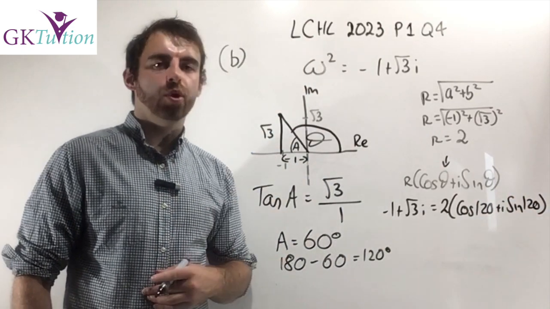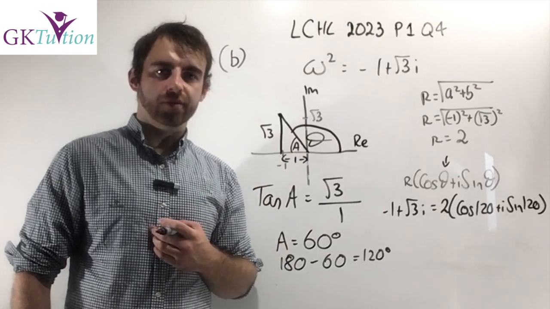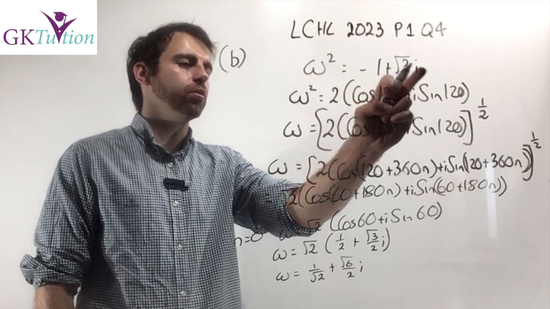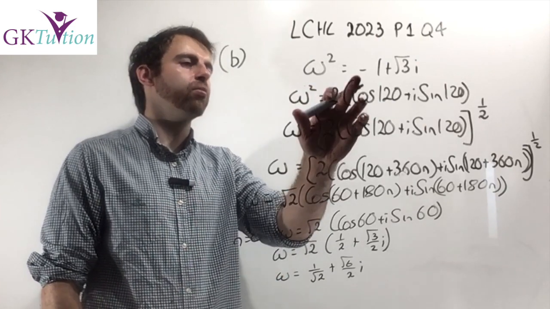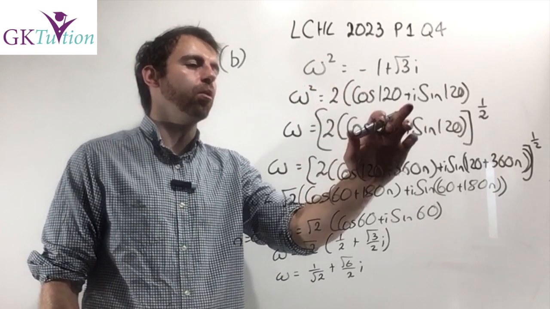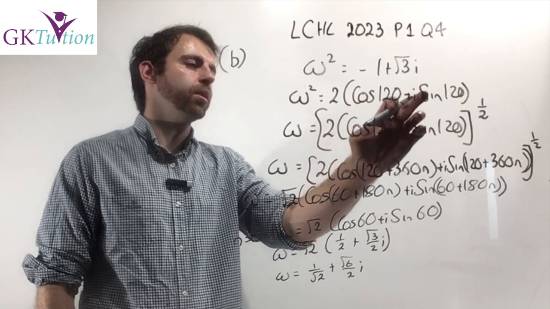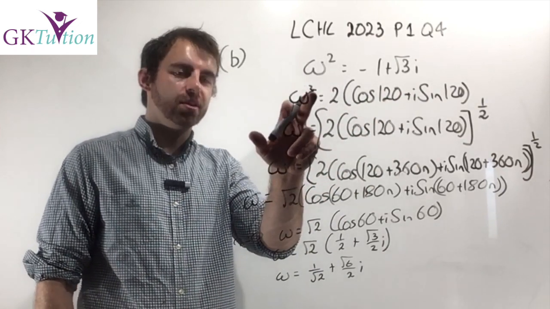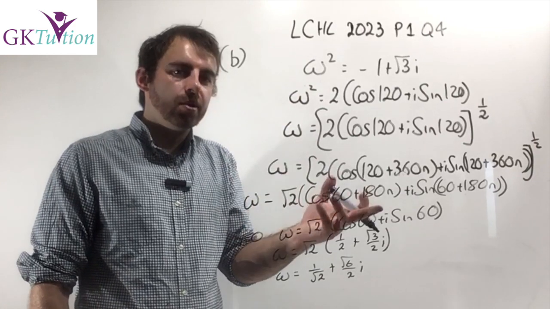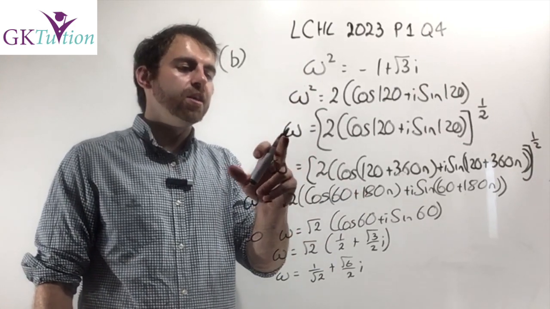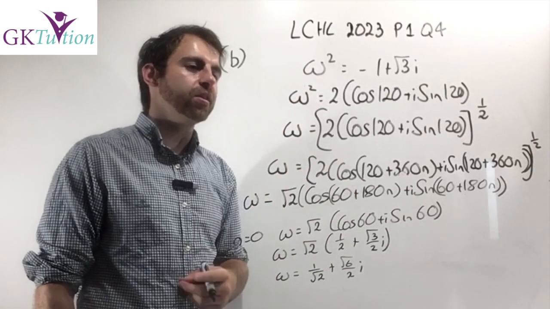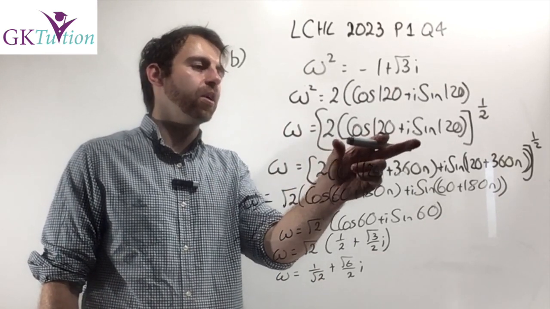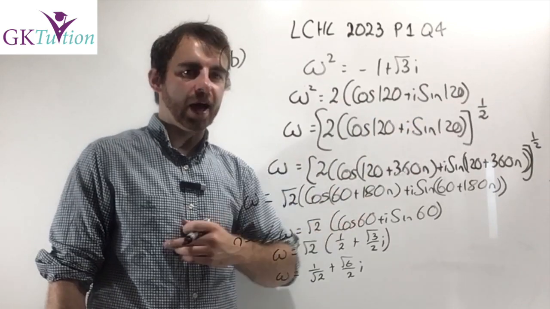So now that I have it in polar form, we can discuss de Moivre's theorem. Originally we were told that w² = -1 + √3i. But now I can rewrite this complex number in polar form: 2(cos 120 + i sin 120). Then you should recognize you need to get rid of the squared. So you get the square root of both sides, or in other words, you raise the left and right hand side to the power of a half. So w² becomes w, and the right hand side becomes all of this to the power of a half.